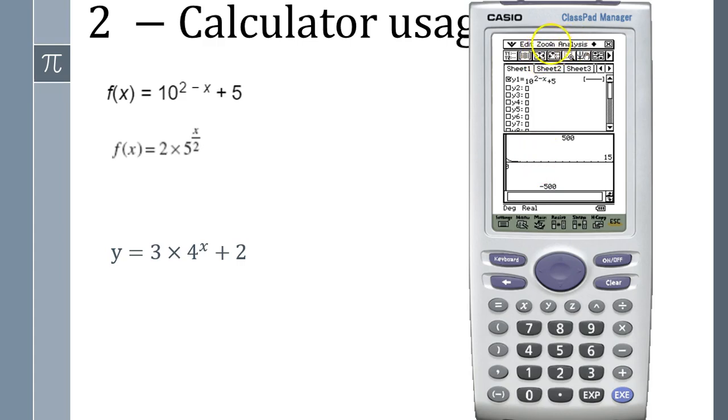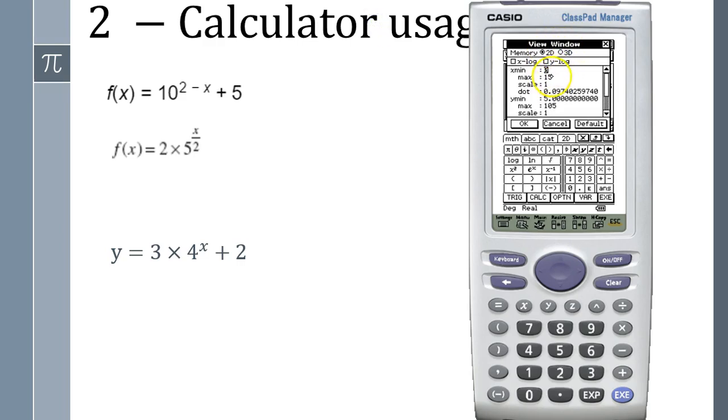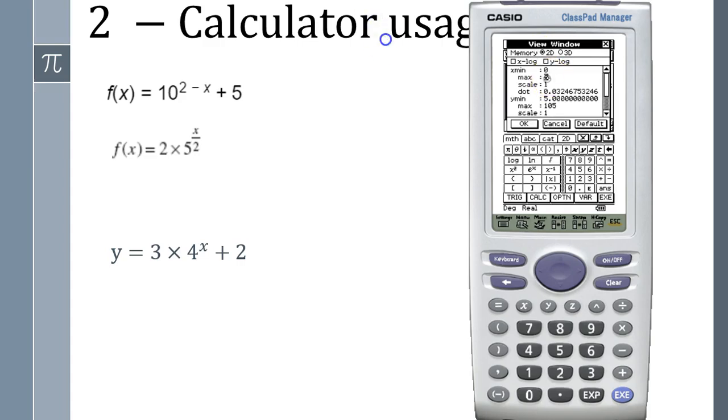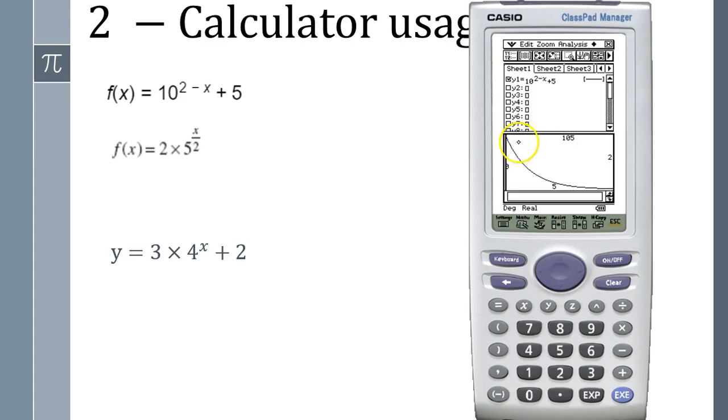Can't really see that there, so I'm going to go zoom auto. It's a bit better, but I still want to zoom in. So these arrows out here, I'm going to make my x maximum, I don't know, 5. We'll see how that works. Looks a little better. We could even go in a little bit more. Okay, so my exponential function there.